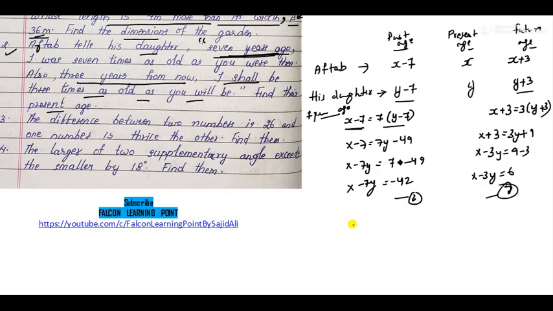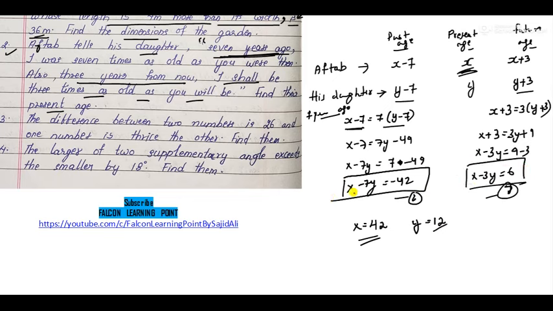On solving, you will get x as 42 and y as 12. So his present age is 42 years and his daughter's age is 12 years. Got it? I hope you can solve this after this step. By the elimination method, x will get cancelled, you'll get y first, 12, and then substitute here or here and you'll get x also. Got it? So I hope it's clear now.